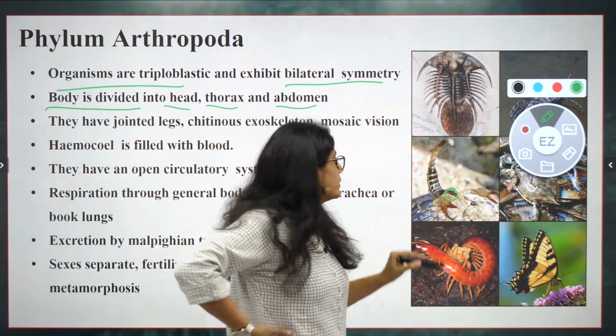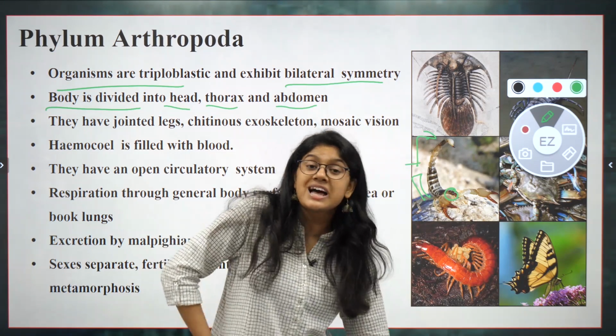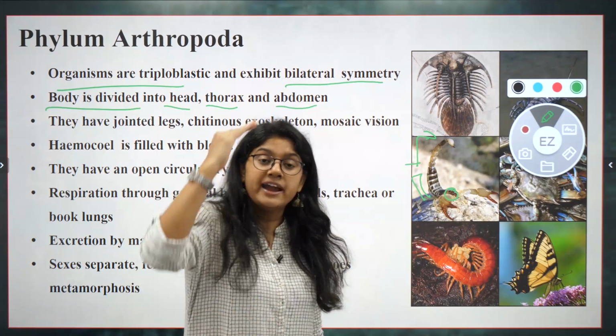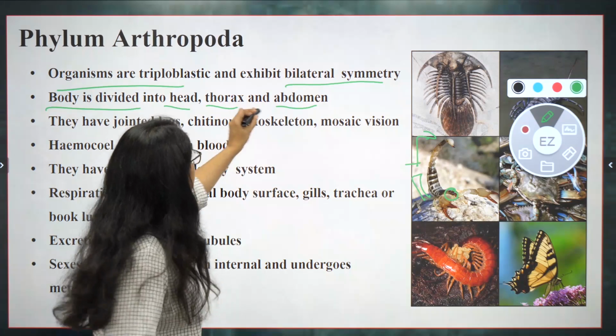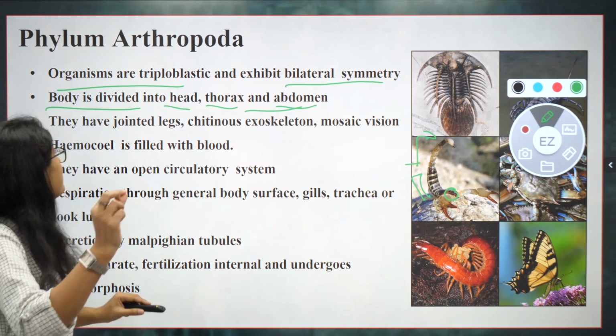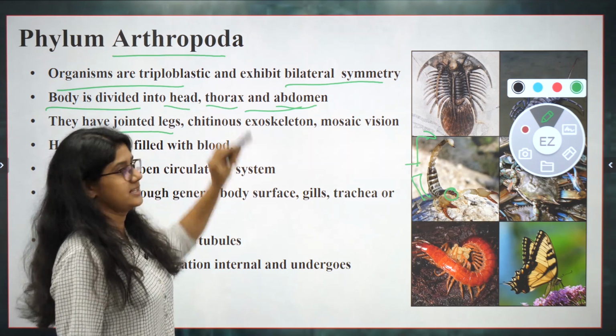Now the thorax portion will come, and of course the abdomen portion. So this is how we can divide the animals into different body parts also: head, thorax, and the abdomen. Right? Important thing: Arthropoda means joint legs.